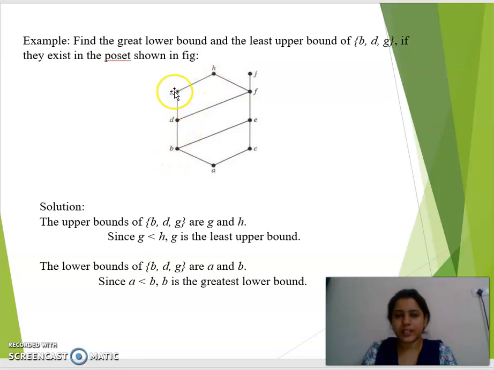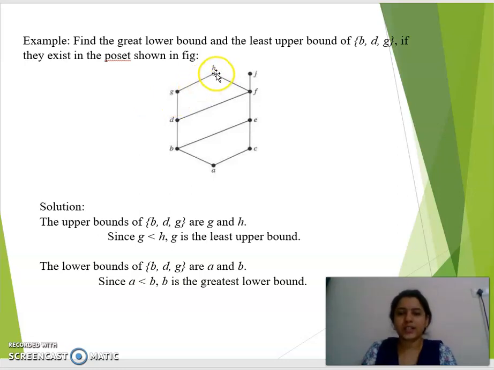Because B, D, G are related with G, and B, D, G are related with H. So here B, D are related with F, but G is not related with F, so F is not the upper bound. Like J also, G is not related with F, J. So J is also not an upper bound. So the upper bound values of B, D, G are G and H.